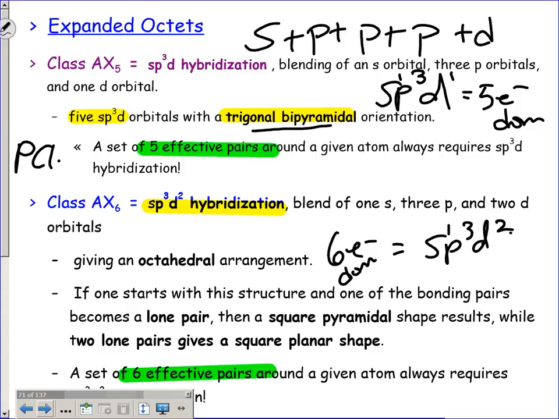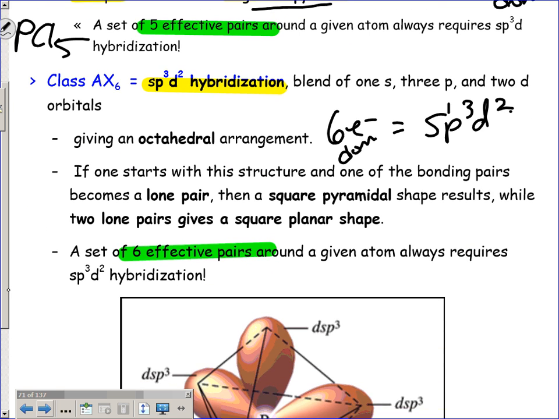Thanks, Kurt. Phosphorus pentachloride. What's a good example of something that's octahedral in shape? Sulfur hexafluoride. Thanks, guys. Okay. And then I have one more thing to show you.